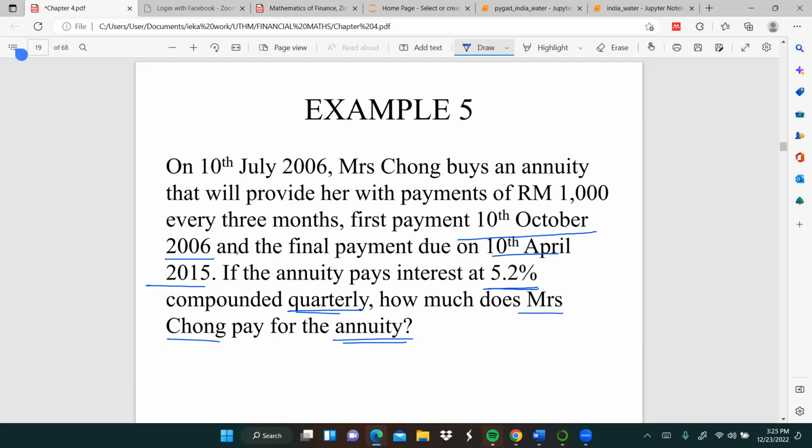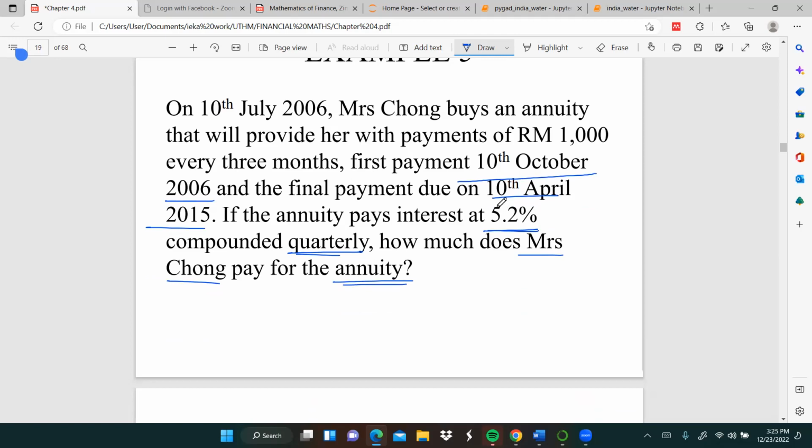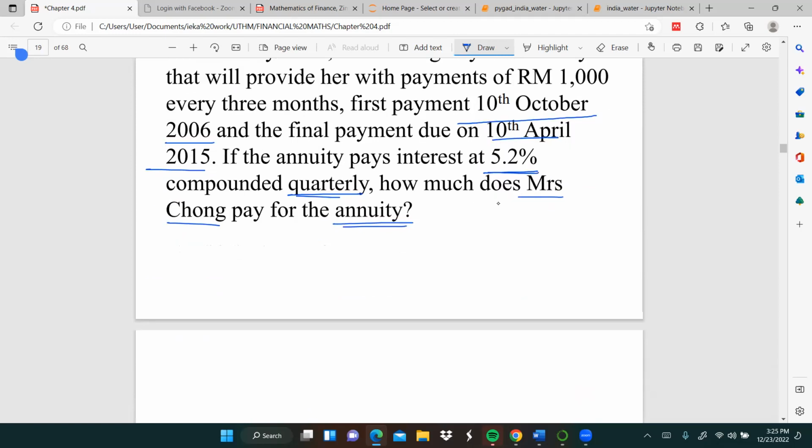Okay, so payment yang pertama adalah pada October 2006. So dia kat sini boleh tengok dia compounded quarterly. So kita akan tolak 3 bulan ke belakang untuk cari dia punya time zero dia. Okay, so 0, 1, 2, 3, 4, and then last kali, okay, 32, okay, 33, 34, 35.